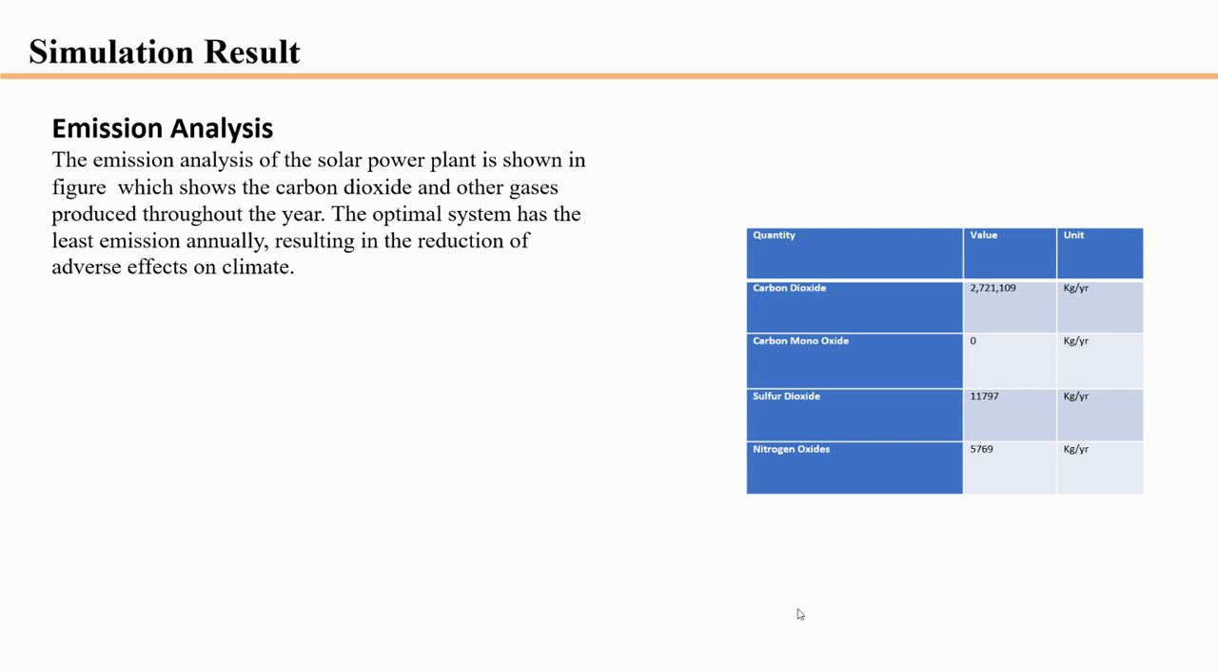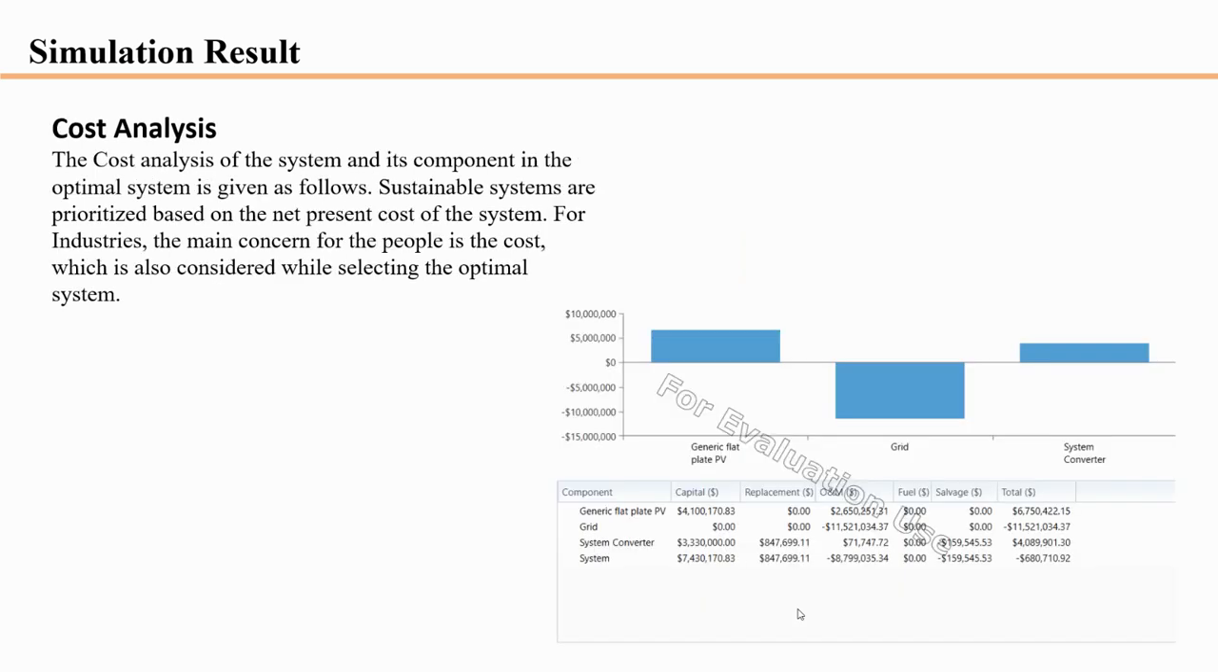As it is shown, 2.7 million kg per year of carbon dioxide will be reduced by implementing this solar technology, and a large amount of sulfur dioxide and nitrogen oxide is also reduced, which is very dangerous for health.